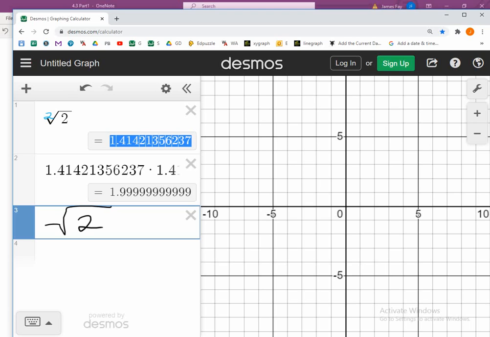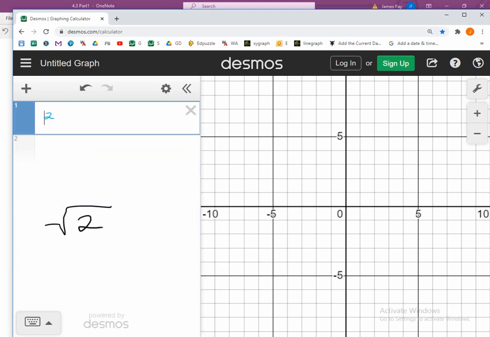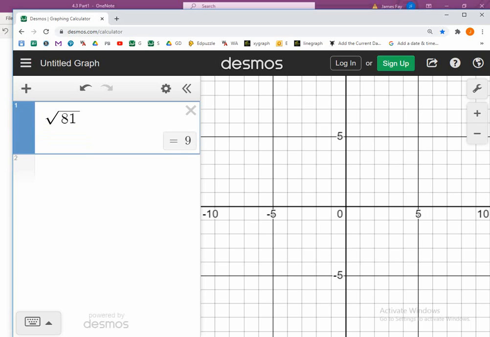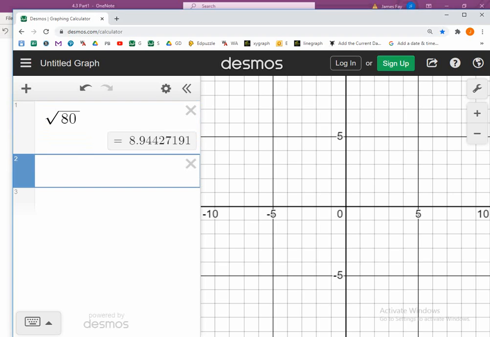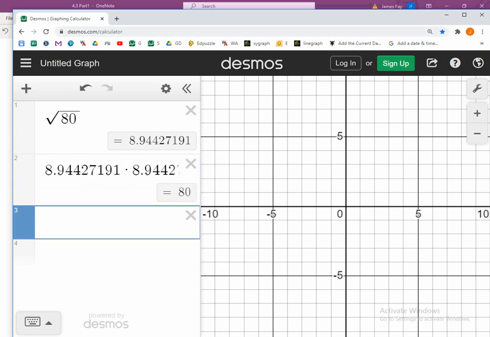Okay, so give me another number. 69. So let's go square root of 81. Let's go 80. So if I take that number and multiply it by itself, in this case there's not much rounding error, and you see that it does indeed give me 80 there. Does that make sense?